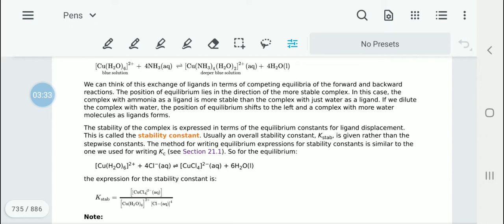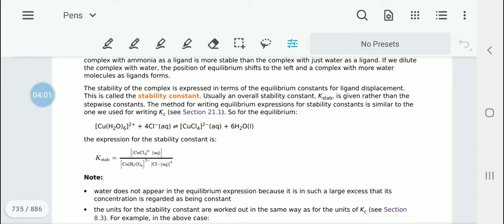So then, just like the Kc that we learned earlier, we have another equilibrium constant that we deal with here. This equilibrium constant for ligand displacement is known as the stability constant, K-stab. But we usually write it for the overall reaction rather than stepwise. And it is the same as for Kc.